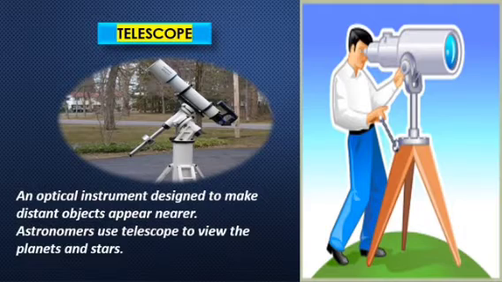Telescope is one of the most important and useful inventions of man in the field of science. Telescope is an optical instrument designed to make distant objects appear nearer. Astronomers use telescope to view the planets and stars.